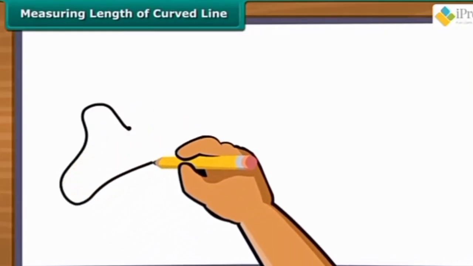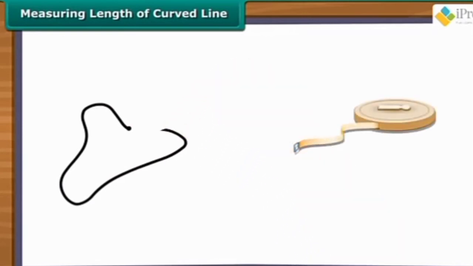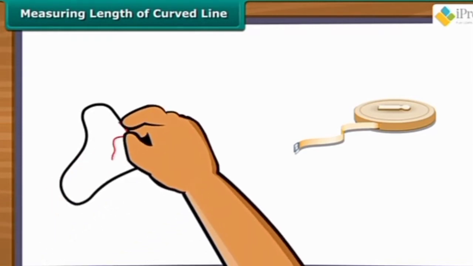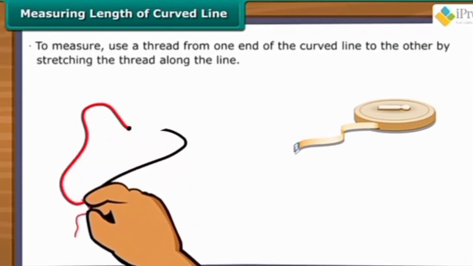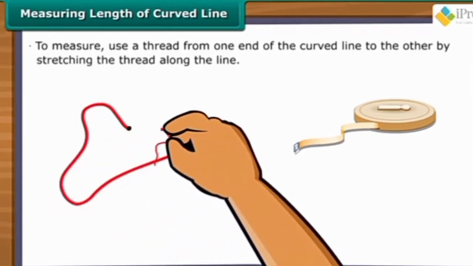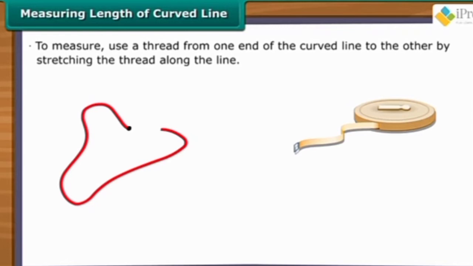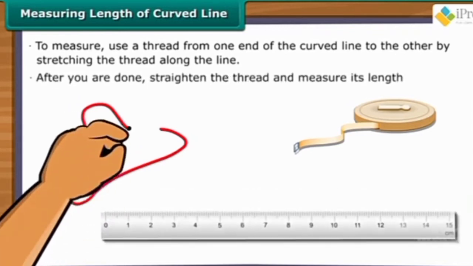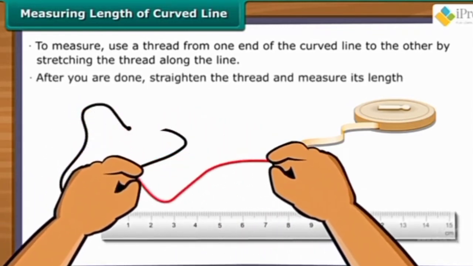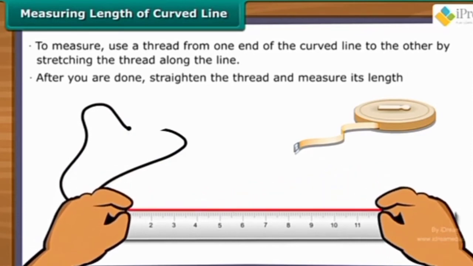Curved line. To measure a curved line, the standard measuring tape will not be enough. You will have to use a different mechanism to arrive at the correct length of the curved line. To measure, you will use a thread along the line of the curve. You will use the thread from one end of the curved line to the other end by stretching the thread along the line. After you're done, straighten the thread and measure its length. You will know the length of the curved line accurately.